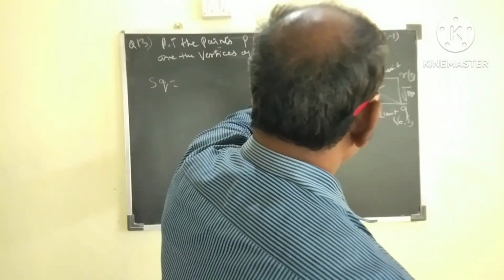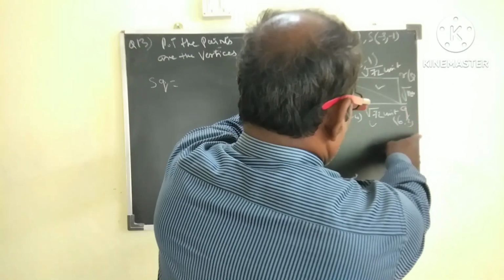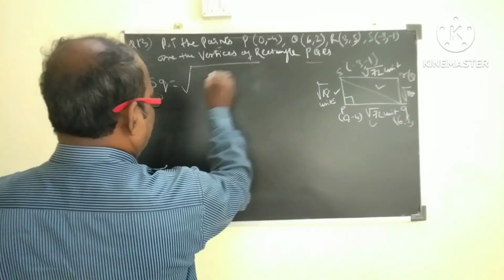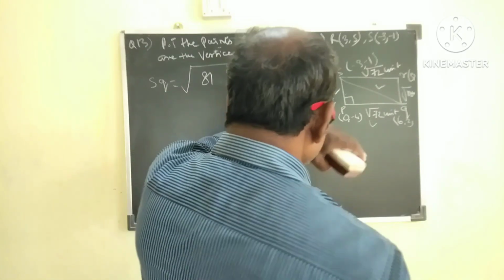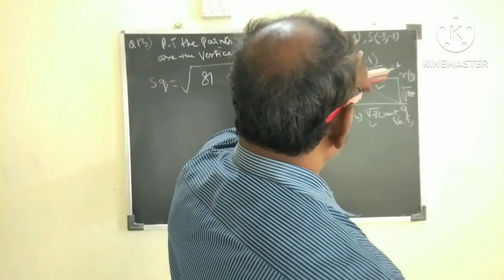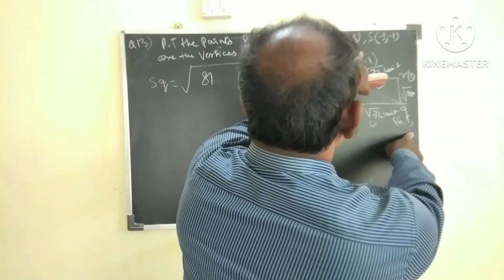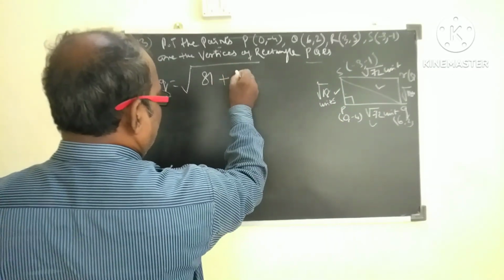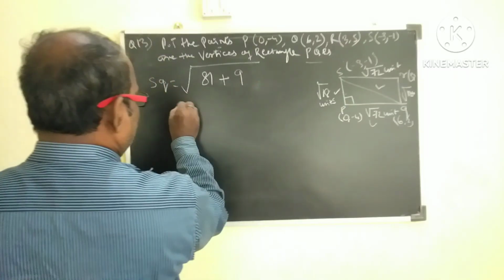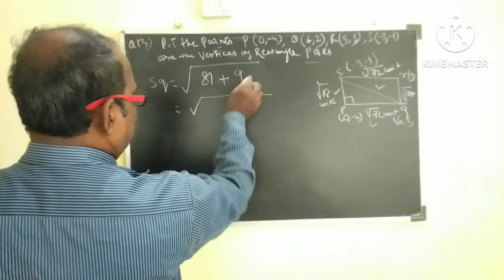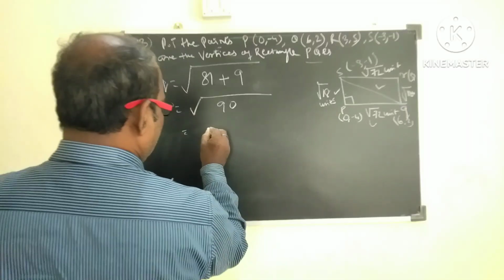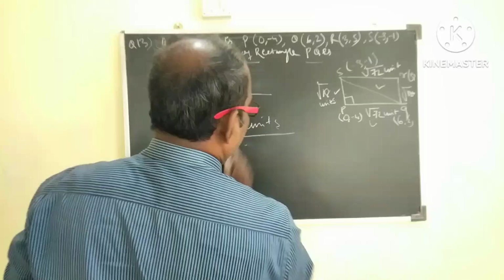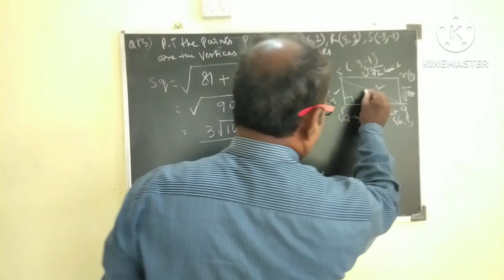Here S is minus 3 and Q is 6. So minus 3 minus 6 is minus 9. Minus 9 whole square is 81. Next, here S is minus 1 and here it is 2. Minus 1 minus 2 is minus 3. Minus 3 whole square is 9. So how much are we getting? We are getting here 90, which is equal to 3 root 10 units. So this is 3 root 10 units.